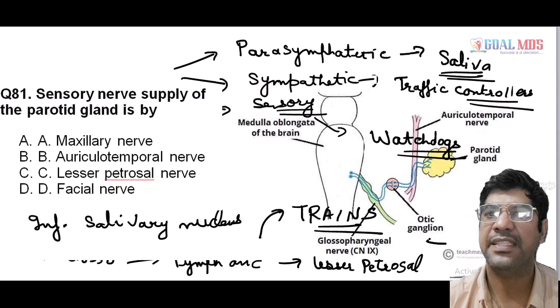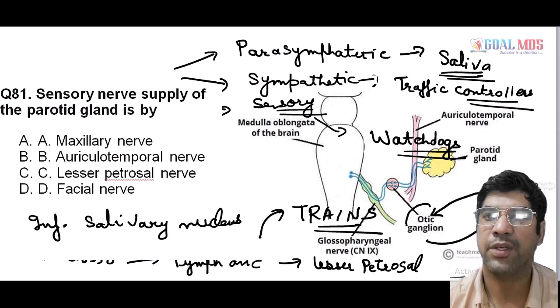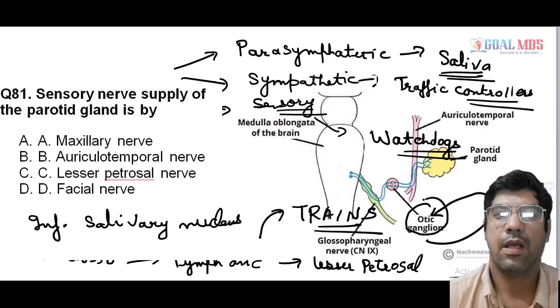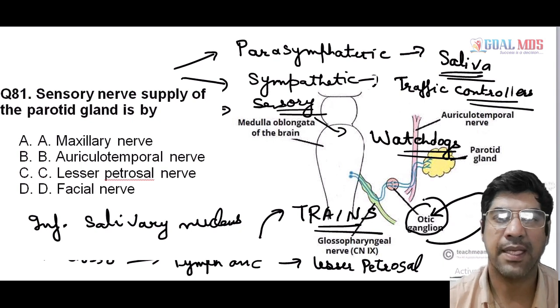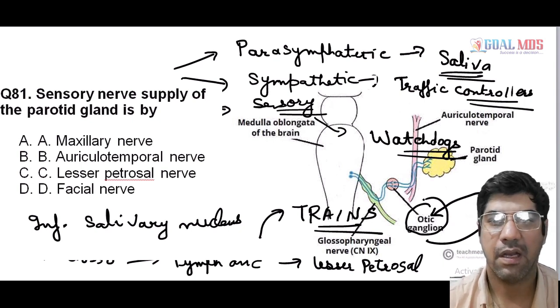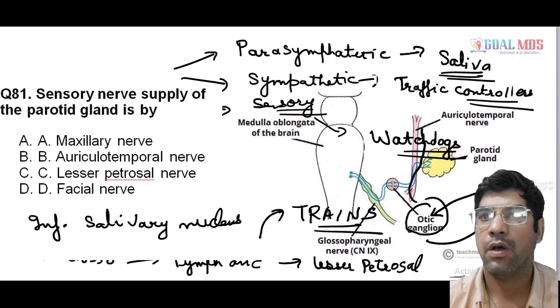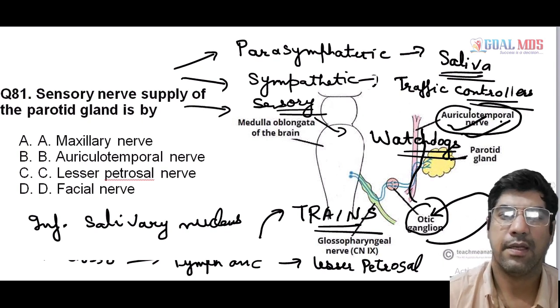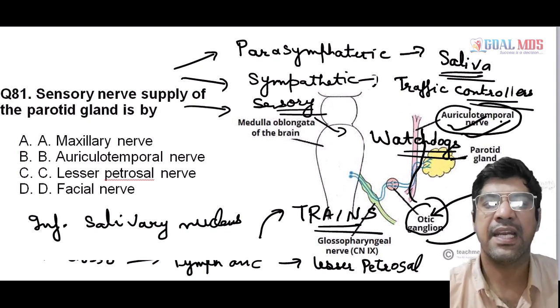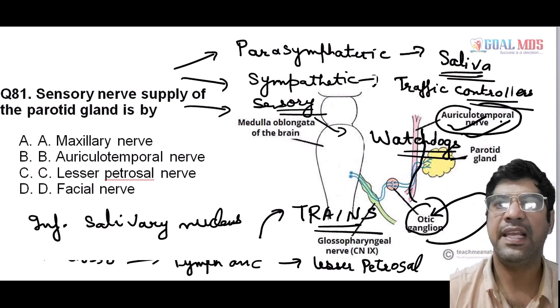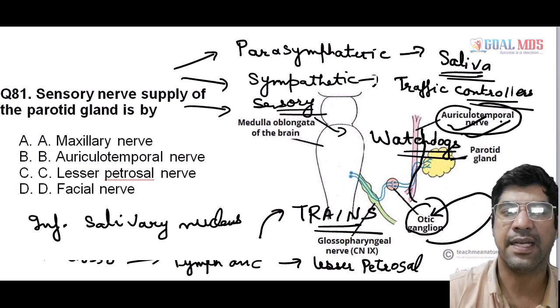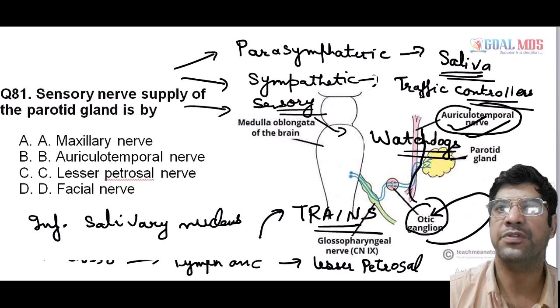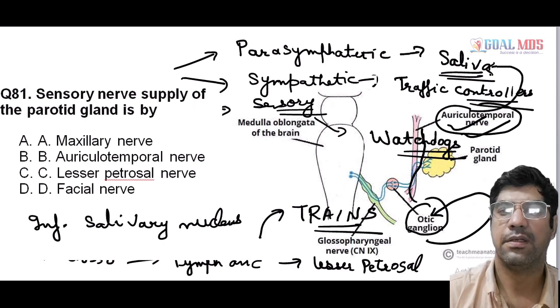Once they reach the otic ganglion, they meet up with other agents for briefing. After briefing, the agents continue their mission by hitching a ride on the auriculotemporal nerve that acts like a secret agent car. So they finally reach the parotid gland, where they tell it to start producing saliva.